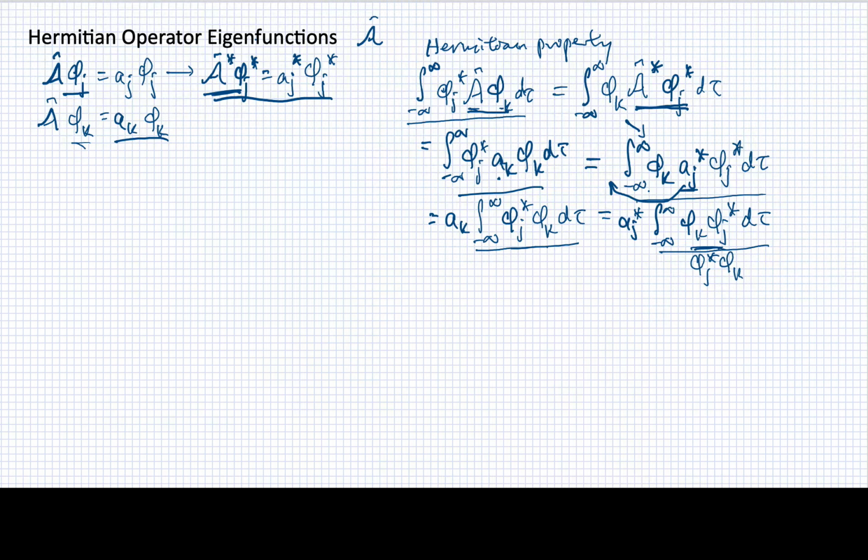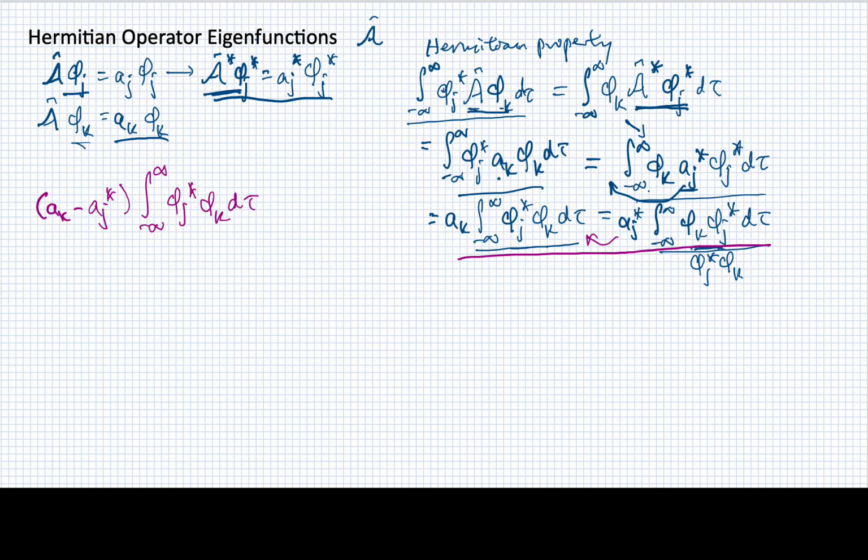But rather than go ahead and write them down that way, let me rearrange this equation in a different way. So I'm going to take this equation and rearrange it so that they're both on the same side. So I'm going to bring this thing over to this side, which allows me to write a sub k minus a sub j star times the integral phi j star phi k d tau.